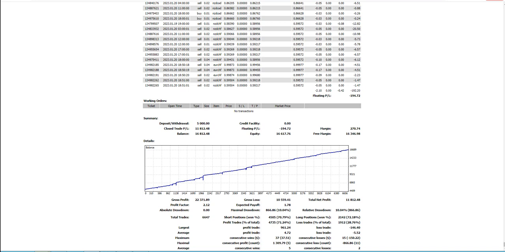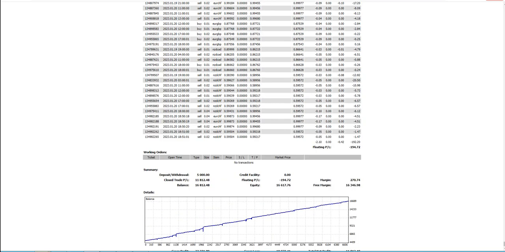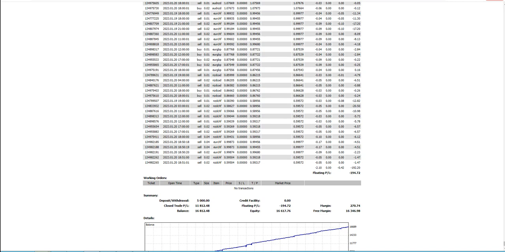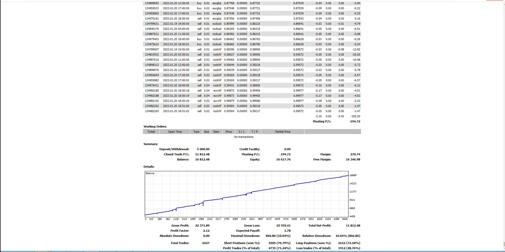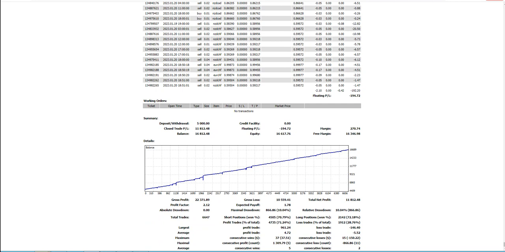So you can see the gross profit, gross loss, absolute drawdown, maximal drawdown, and relative drawdown. However, in this account, with this kind of setting, I have taken a bit of higher risk, and that is why I got better returns in terms of profit. But if you would like to minimize the risk, probably there is a different kind of setting that I can suggest if you would be interested, or if you would like to trade with this expert advisor.